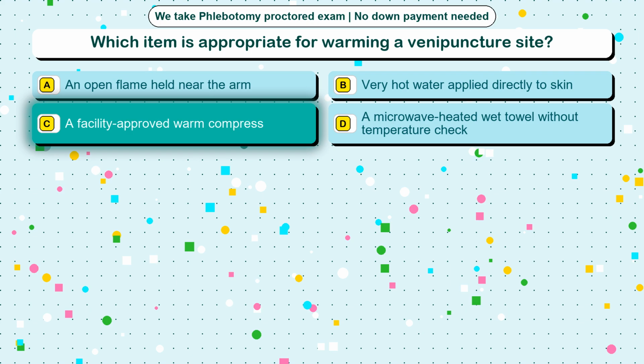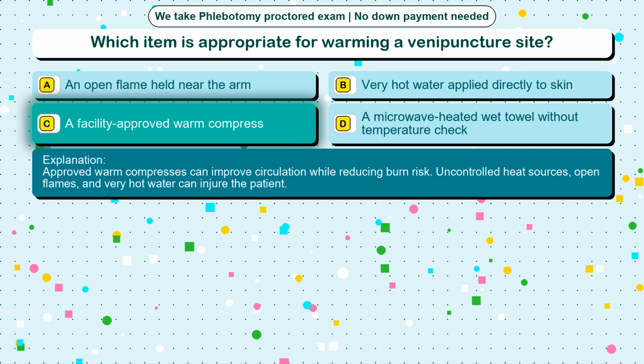The correct answer is option C. A facility-approved warm compress. Approved warm compresses can improve circulation while reducing burn risk. Uncontrolled heat sources, open flames, and very hot water can injure the patient.